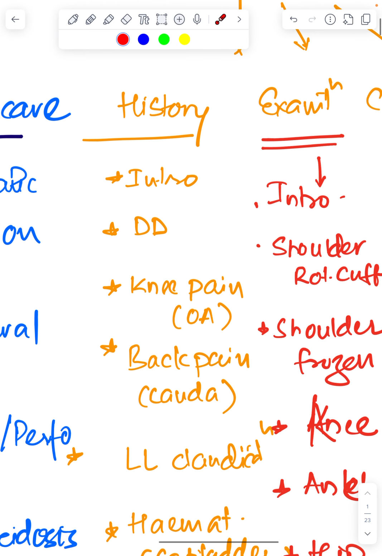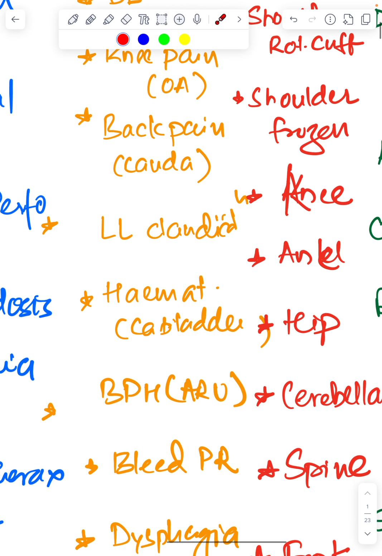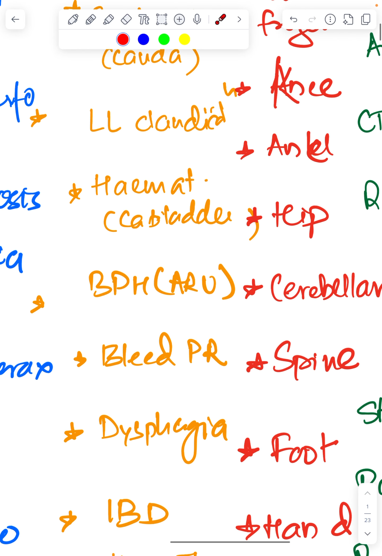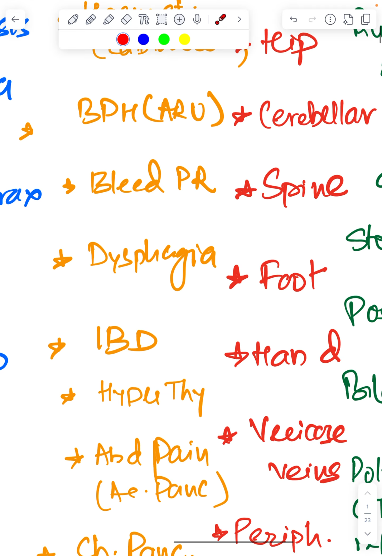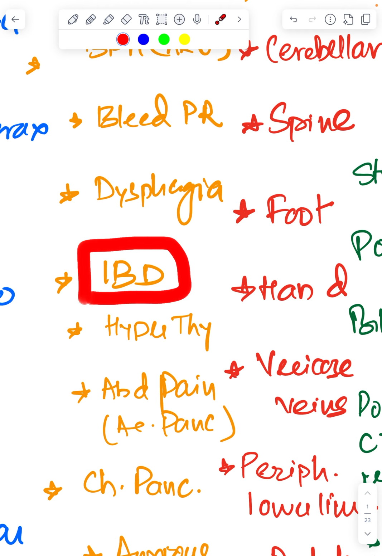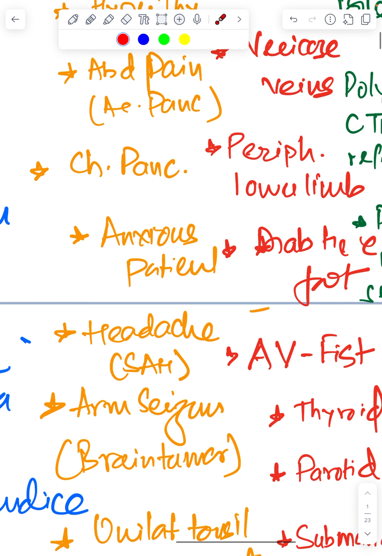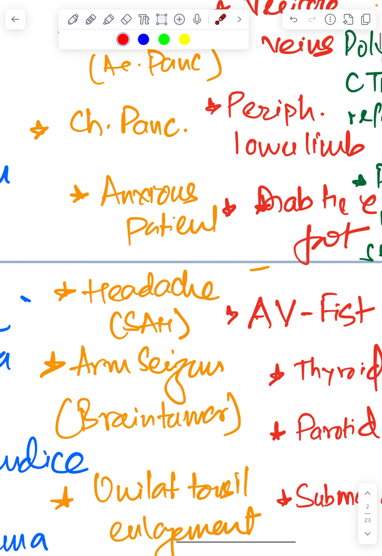Among the history, you may get stations like knee pain, back pain, lower limb claudication, hematuria, retention of urine, bleeding per rectum, dysphagia, ischemic irritable bowel disease, hypothyroidism, abdominal pain, acute, chronic, anxious patient, headache, seizures, unilateral tonsil enlargement, impotence, groin swelling, pulmonary embolism, inguinal hernia. So this is the history taking. Let's begin with the history taking.